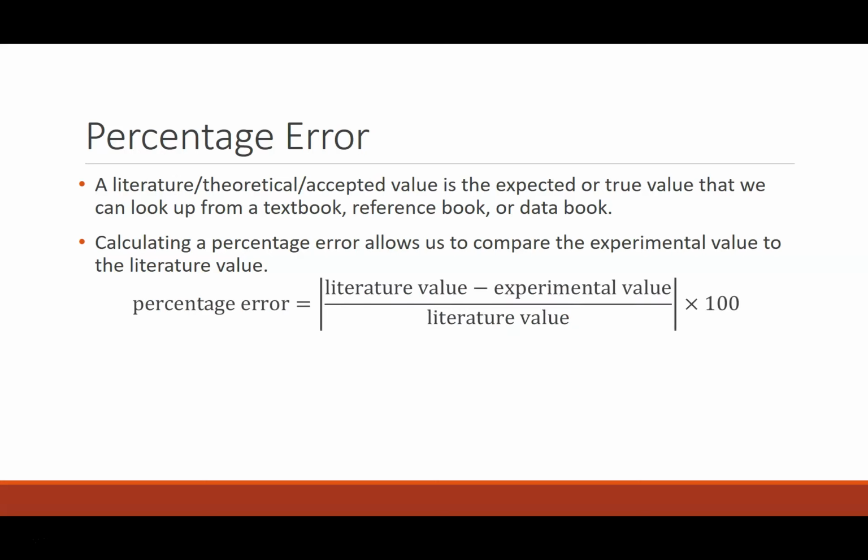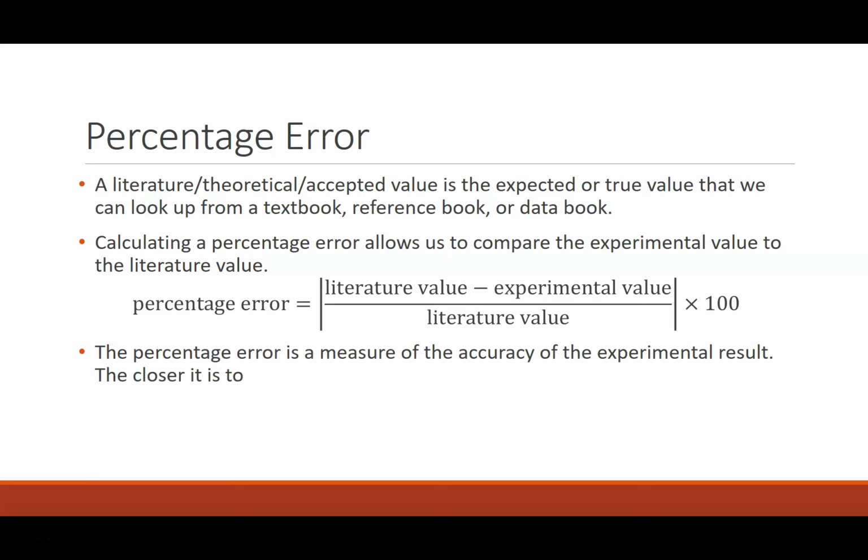The percentage error is calculated by finding the difference between the experimental value and the literature value, then dividing by the literature value and multiplying by 100 to get a percentage. Notice the absolute value bars, meaning that the percentage error will always be a positive number. The percentage error gives us a way to see how accurate our experimental result is. The closer the percentage error is to 0%, the more accurate the experimental result is.